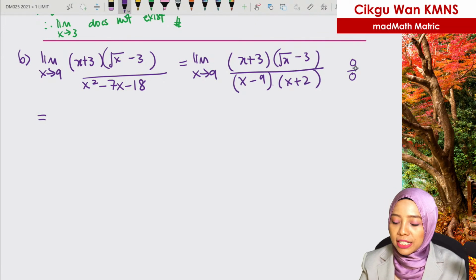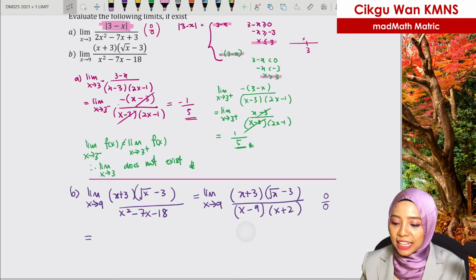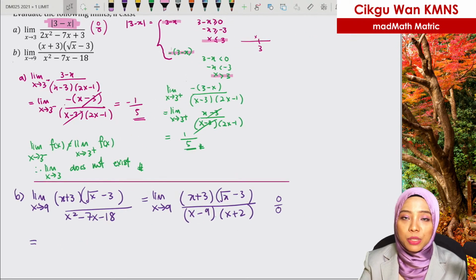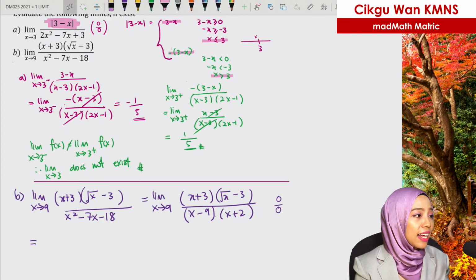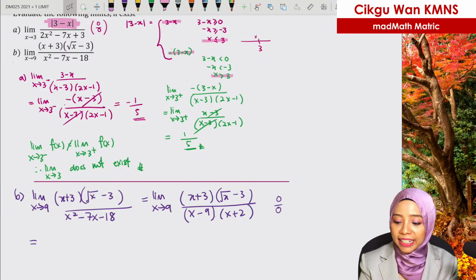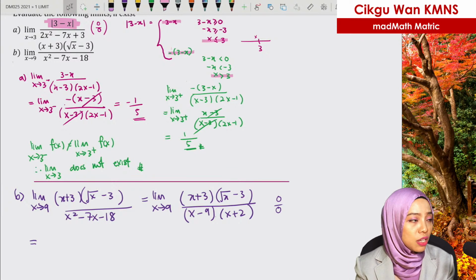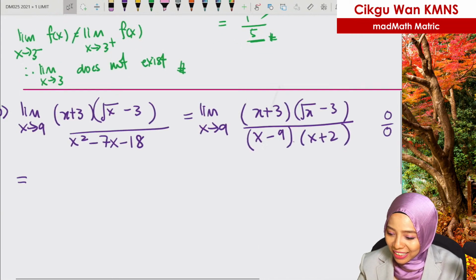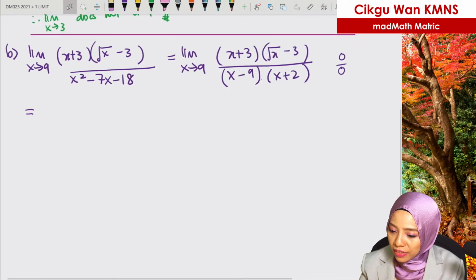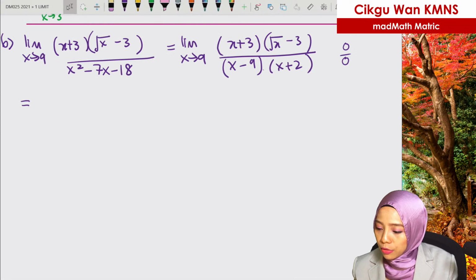Okay, if it is 0 over 0, again we are going to conjugate or factorize. Look at the earlier example, I deliberately put top and bottom. The top earlier had an absolute value, so we had to check left and right. But now in B, did we do that? No. We did not check left and right. We just straight away substitute the values. If you get 0 over 0, you factorize or you conjugate. Okay, clear? I really hope that I answered your question, Firaz, and it's clear for you.